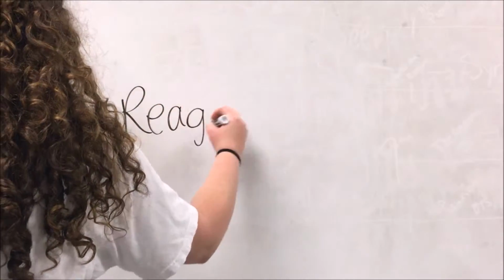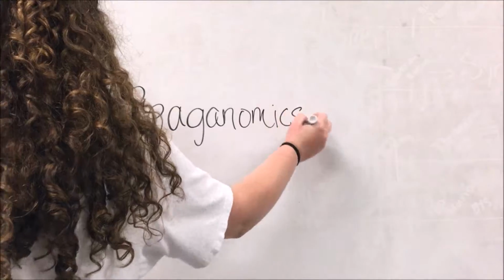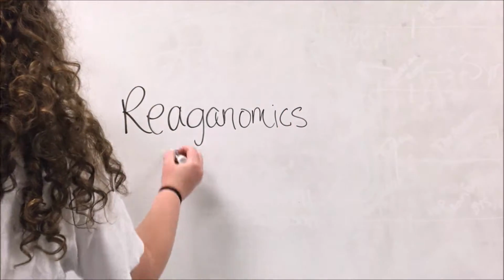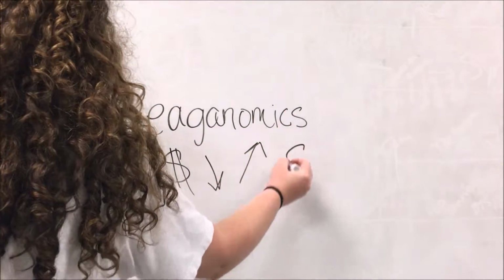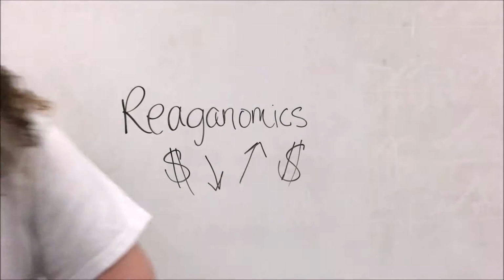Reaganomics is defined as the economic policies of the former U.S. President Ronald Reagan, associated especially with the reduction of taxes and the promotion of unrestricted free market activity. So, what does that mean?